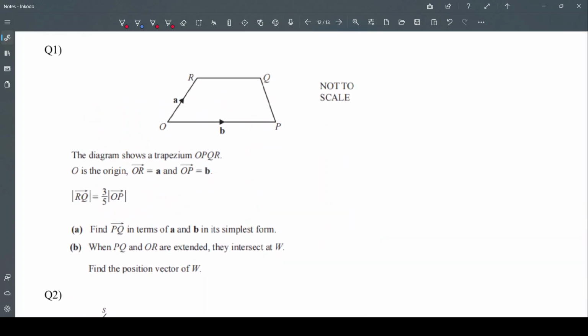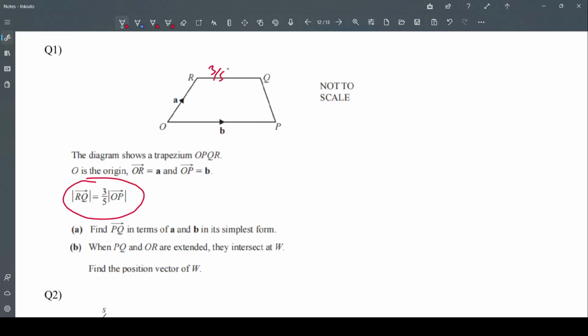The property of a trapezium is that one pair of sides should be parallel and the other pair should not be parallel. Here RQ and OP are parallel to each other, and it is also given that OR is A and OP is B, and RQ is 3 by 5 of OP.